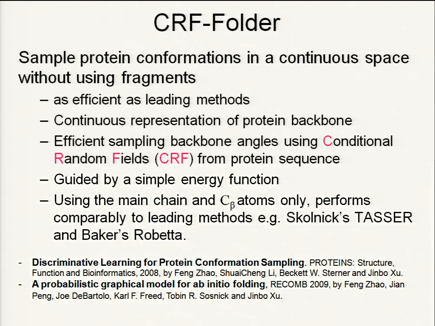There are a couple of things that I want to address here about CRFfolder. The first one is that CRFfolder uses a very simple energy function with only 3 terms. Another one is that we only use the main chain and the C beta atoms without building the side chain. That reduces the computation time dramatically, while also keeping the accuracy. The performance of CRFfolder is comparable to those leading methods, for example, Skolnick's TASSER and Baker's Rosetta.